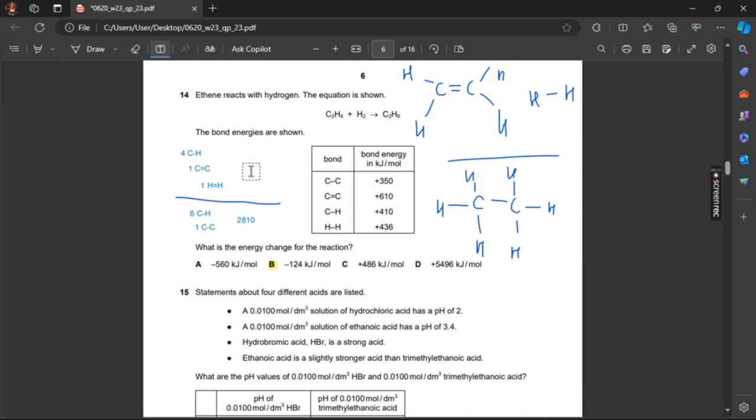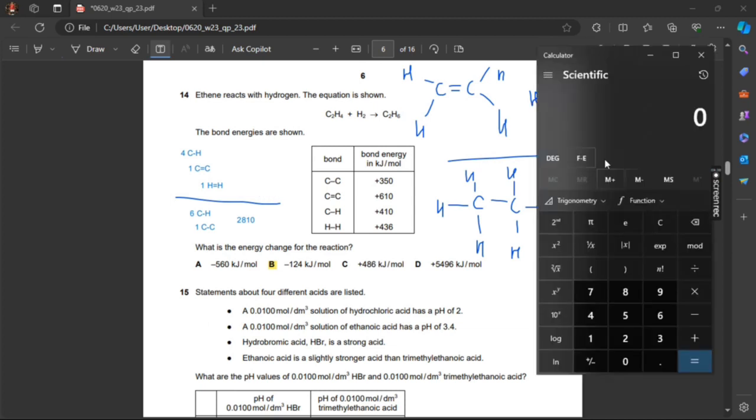And let's calculate energy of bond of reactant part. There are 4 carbon-hydrogen bonds, and 1 carbon-carbon double bond, and 1 hydrogen-hydrogen bond, and it's 436. We will get 2000, and we'll get 2686.